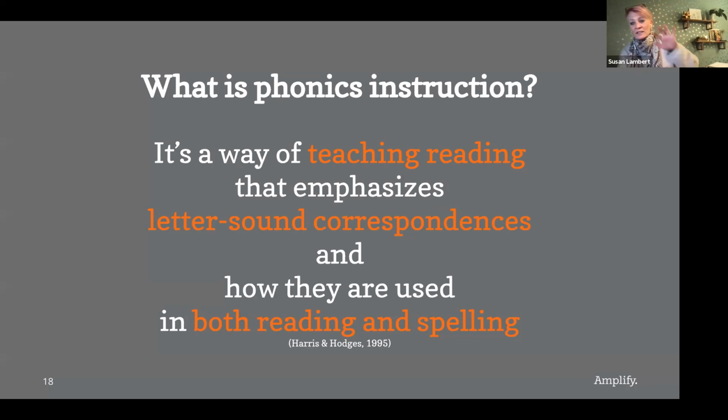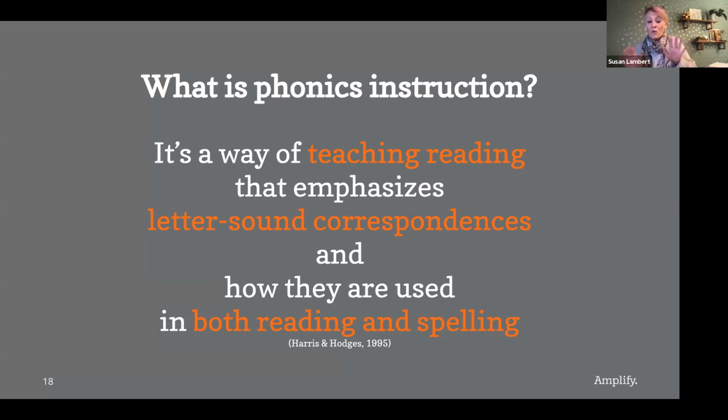So we're going to take this idea of phonemes, and this idea of phonemic awareness, and put them inside this umbrella of phonics instruction. All right, so what exactly is phonics instruction? It's really a way of teaching reading that emphasizes letter-sound correspondence and how they're used in both reading and spelling. This definition has been around for a while. Think about this: letter-sound correspondences, k, at, what letters correspond with the sounds that you hear.